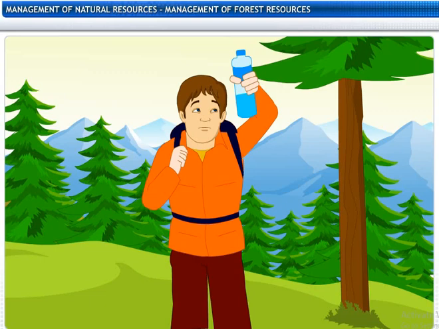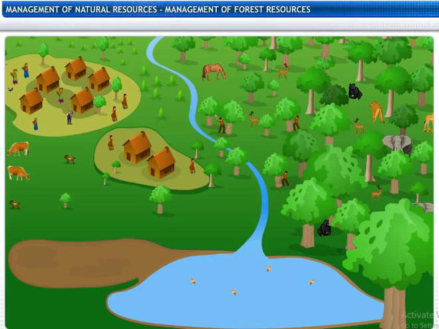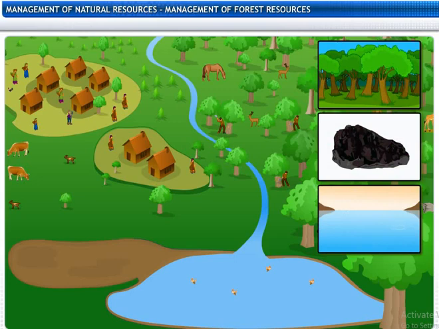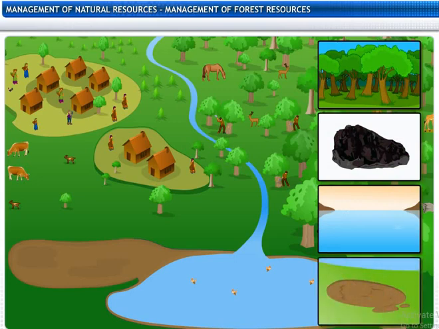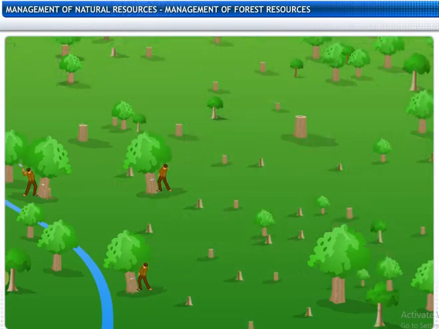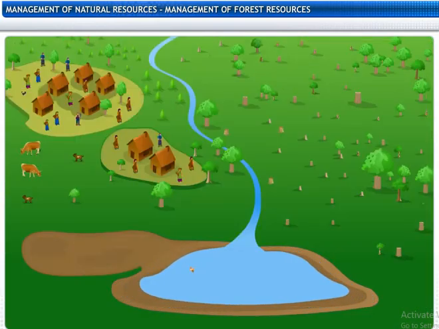Like Kevin, we all need to be careful while using our natural resources. Our planet Earth offers us several resources such as forests, minerals, water and soil, on which we are dependent for many of our needs. Like Kevin's bottle of water, these resources will also get depleted if we are not careful about how we use them.